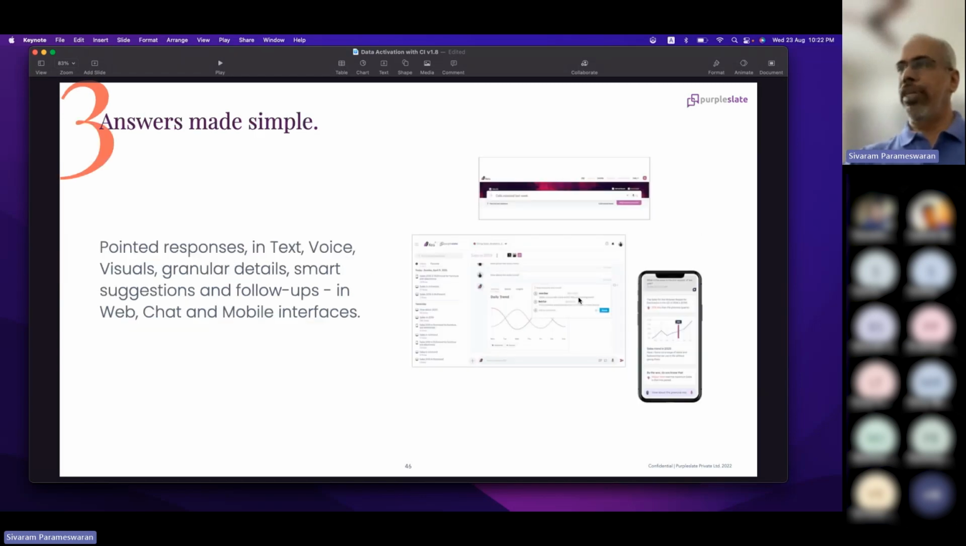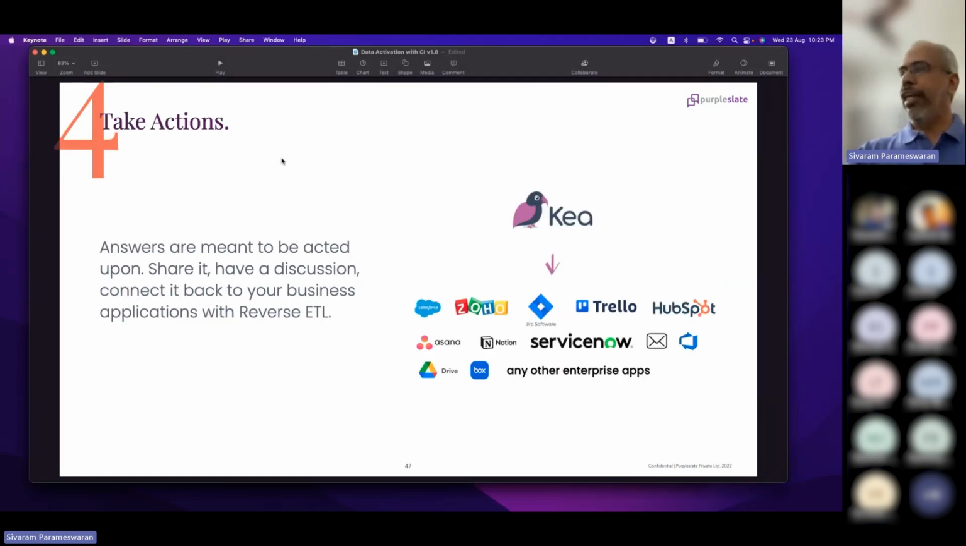We saw the answers can be numbers, voice. It's also available on a mobile platform, so it can be in voice, in visuals and all that. So once you have the answers, I gave you a lot of examples around how it can be integrated with so many business functions. There is a whole bunch of integrations we have out of the box, but if there is anything custom that needs to be done, it can be built as long as you have those APIs available using reverse ETL.